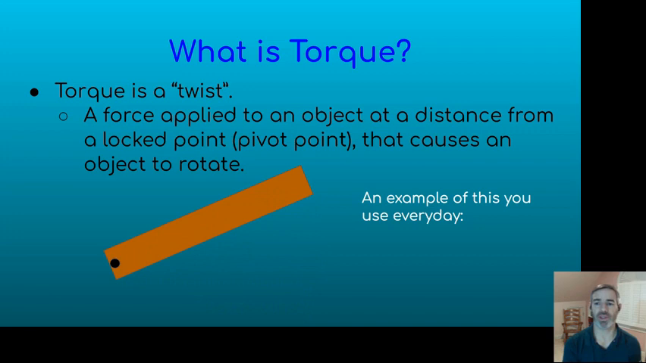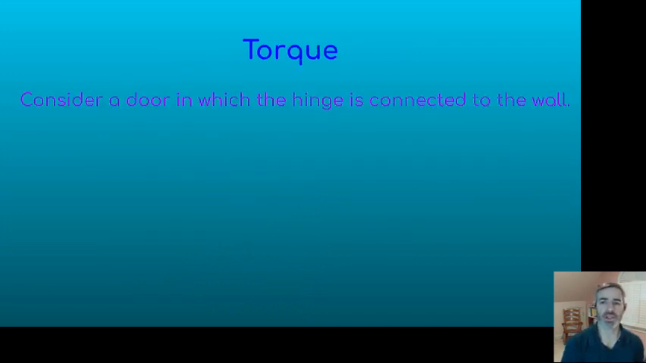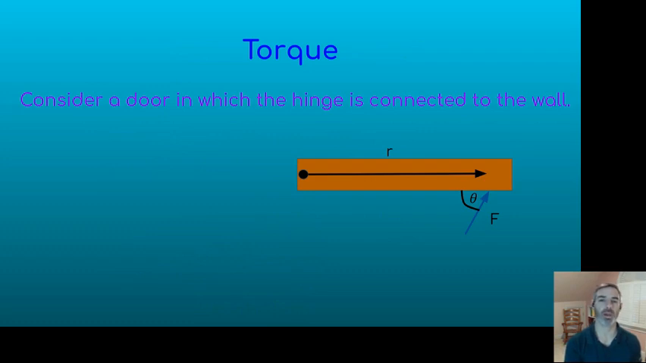An example of this that you use every day would be opening a door. So consider a door in which the hinge is connected to the wall, and we have a force that's applied, maybe at some angle theta in relationship to the door and at some distance r from the pivot point. With the force acting at an angle, this will still cause the door to rotate, although a force at an angle is not going to give us the optimal torque. Even though the force is acting at an angle, it's still going to cause it to twist. It's just not going to be the maximum amount of torque.